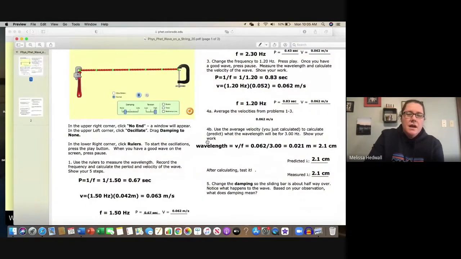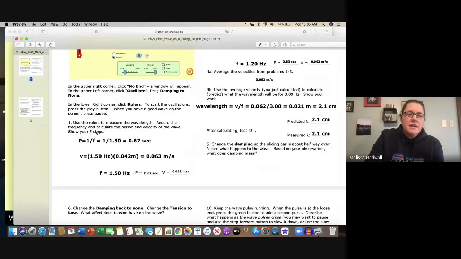And so we're going to look at this. It says use the rulers to measure the wavelength. I just did that. And record the frequency. And so the frequency is 1.50 hertz. And so we need to calculate the period here. So we'll take period equals 1 over frequency. And we'll say 1 divided by 1.50 because that's the frequency. That gives us the period of 0.67 seconds. So the time for one wave to occur is 0.67 seconds.